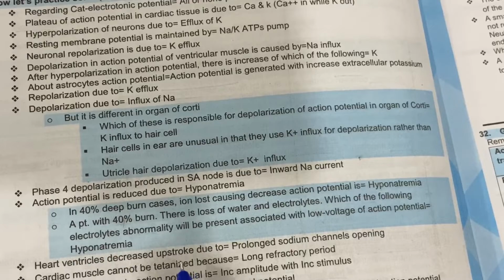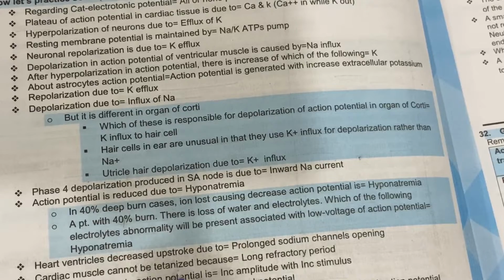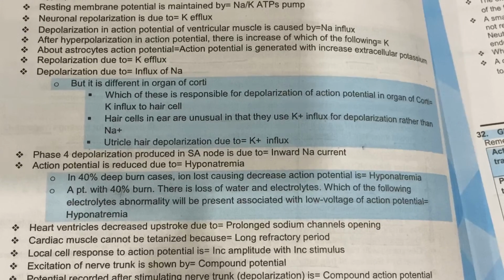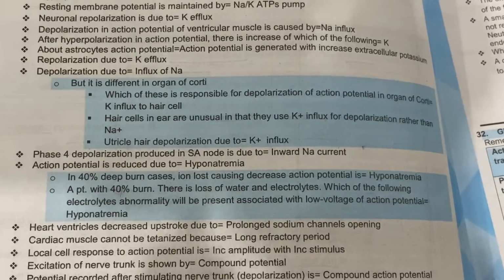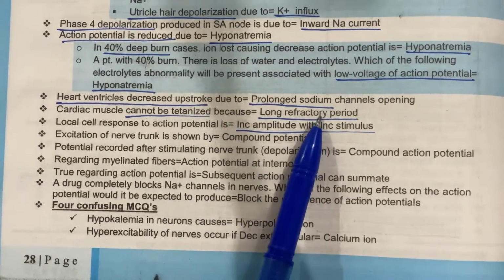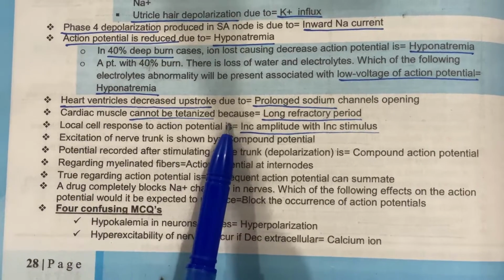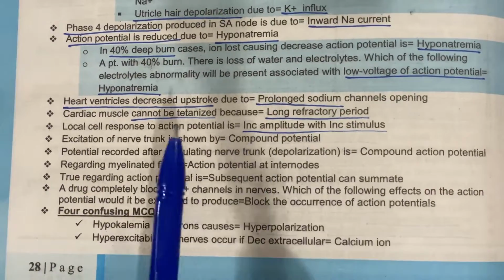Heart ventricles decrease upstroke due to prolonged opening of the sodium channels. Cardiac muscle cannot be tetanized because of the long refractory period.